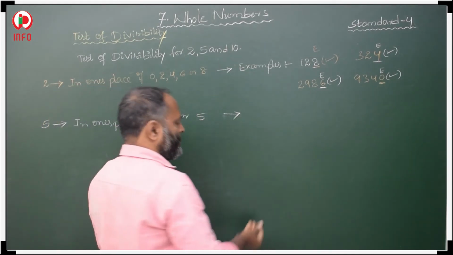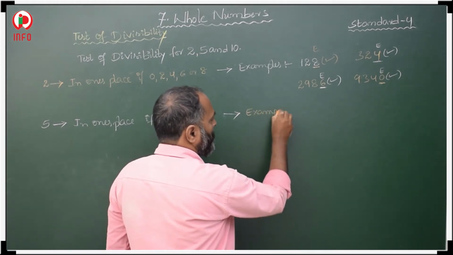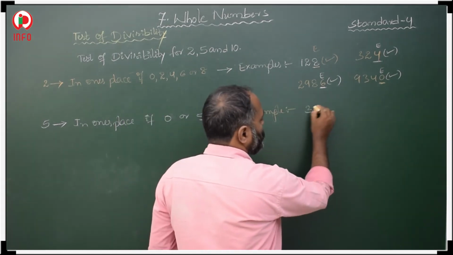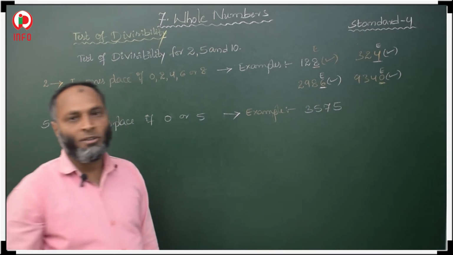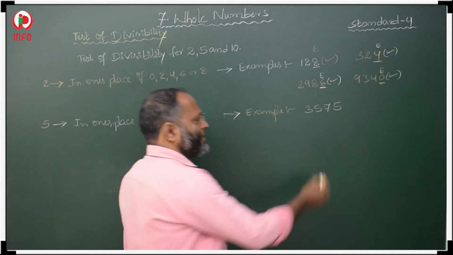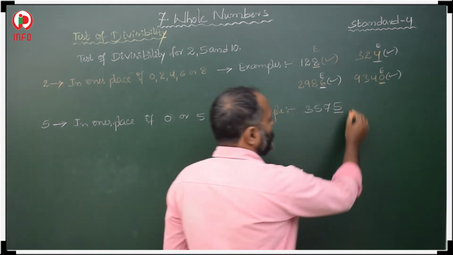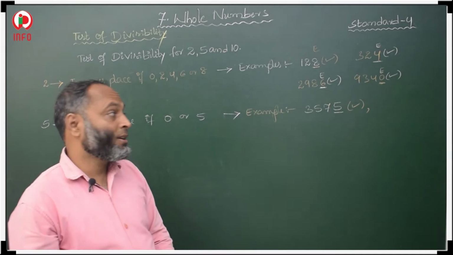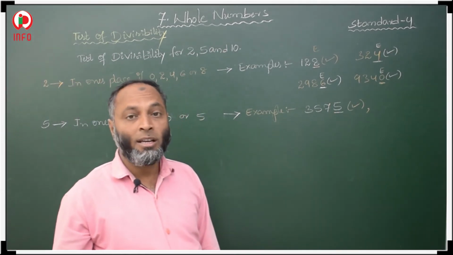For example, 3575. See here, in ones place 5 is there, so it is divisible by 5, but it is not divisible by 2. Why? This is not an even number.